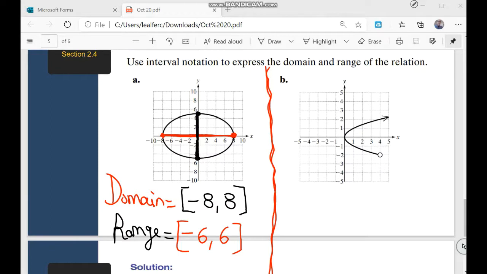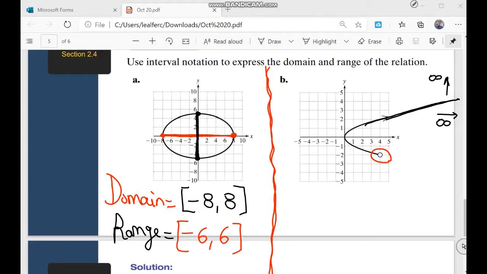Let me show all the tricks here on the letter B. Now letter B, check it out. We have one side of the graph, one endpoint of the graph is an arrow. And the other endpoint is a ball, like an empty ball. This arrow means the graph goes all the way to infinity, all the way up and to the right, going to infinity.